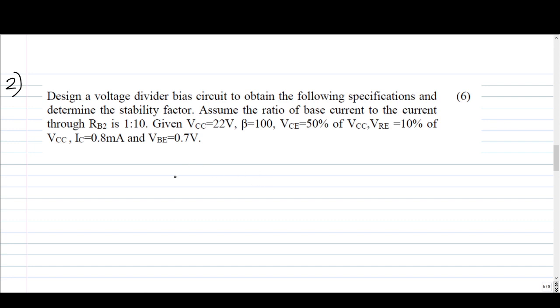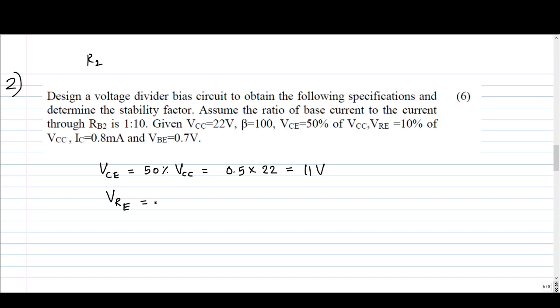So here you have to design a voltage divider bias circuit and some values are given. Ratio of base current to current through RB2, which is actually R2, is 1:10, and the source voltage is given, beta is given, and VC is 50% of VCC. So we can evaluate these values. VC is 50% of VCC. You can pause the video and copy the question. So 50% of VCC, that is 0.5 into 22. So it is 11 volt.